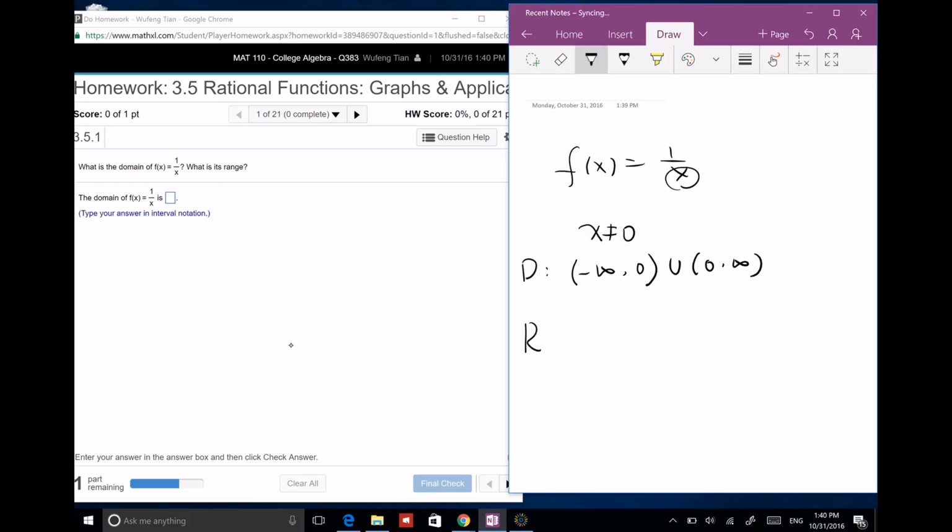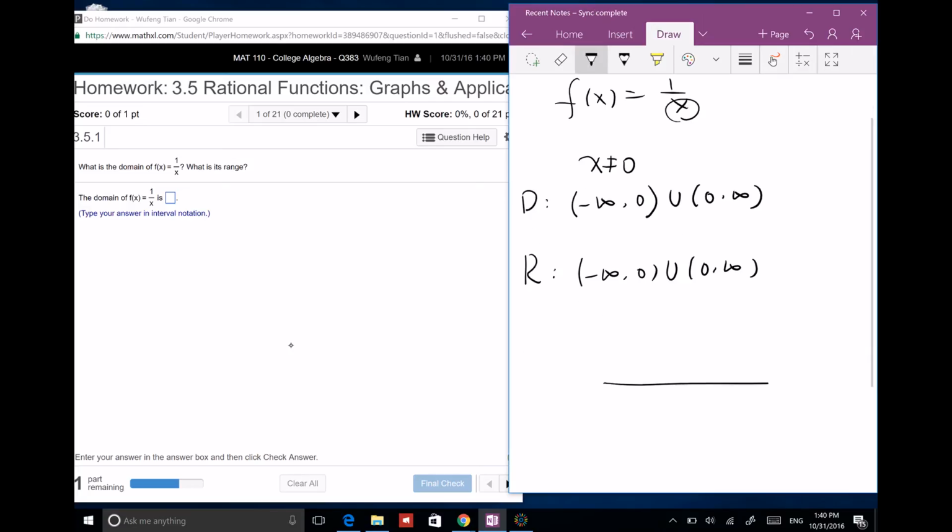What about the range? The range is also negative infinity to 0, union 0 to infinity, because if you graph 1 over x, you can never reach 0. Okay, all right. So next one.